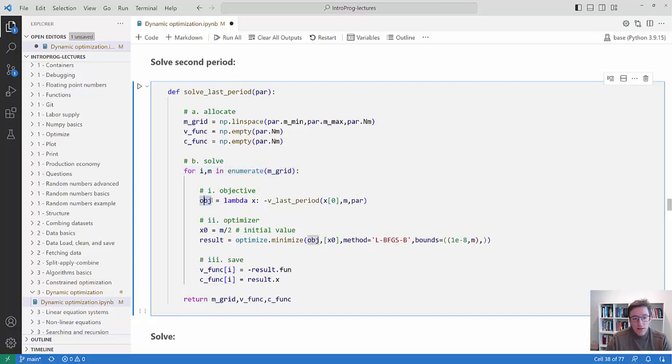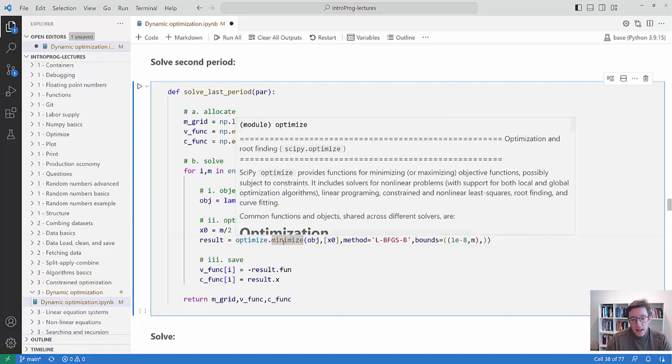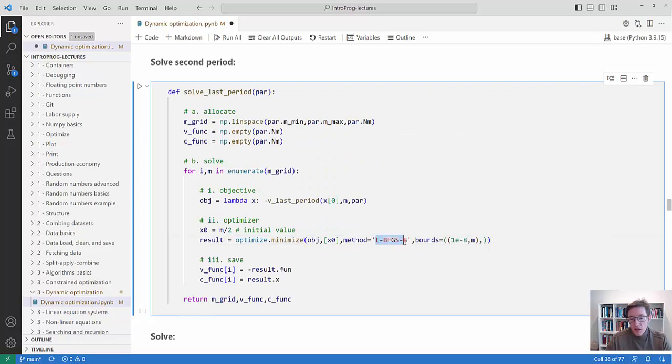I say my objective will be the negative of the value, because I will be using an optimizer, which is actually a minimizer. I will guess that I will consume half of my cash in hand, and this will be coming from using the minimize function in SciPy, and I will use BFGS, which allows for bounds. So I will specify bounds as between close to 0 and my full cash in hand. If I go above this, then I will be borrowing, and that's not allowed. Finally, I will be saving the value by taking the negative of this result, and I will be saving the consumption choice by taking the result. Okay, so I can do that.